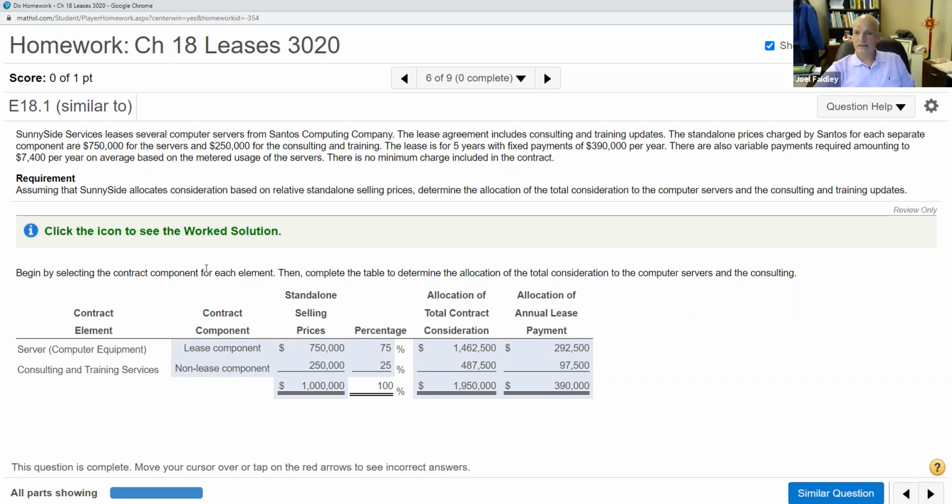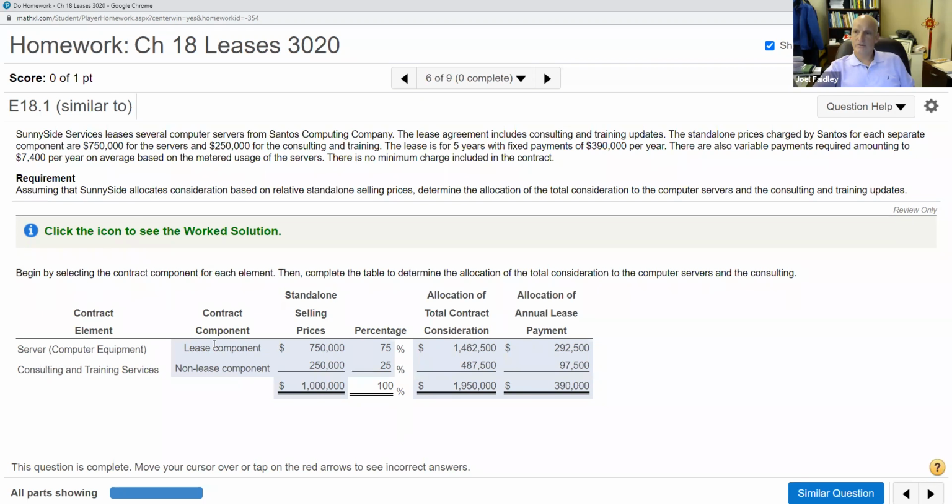So that's how we need to allocate the total contract among the lease component and then what's non-lease component. Because consulting and training is not a part of this lease, not a part of the capital, is it? Now that's something to go back to your chapter, I guess it's chapter 11 in your text, long-term assets, depreciation.